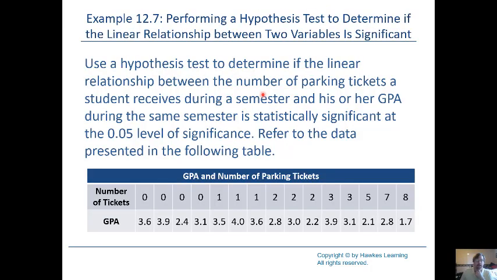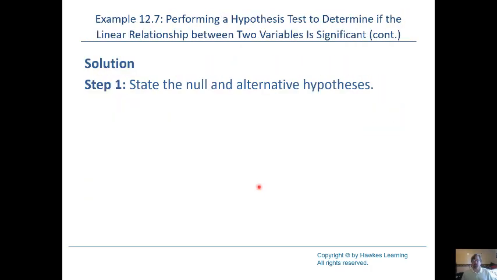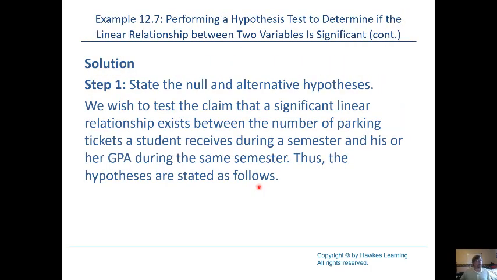All right, so we're looking to see if there's a linear relationship between number of parking tickets and GPA during the same semester. We want to see if that's significant at the 0.05 level of significance. Here's our data. So let's look at the null and alternative hypotheses. We want to claim that there is a significant relationship between the number of tickets a student receives and their GPA during that same semester.